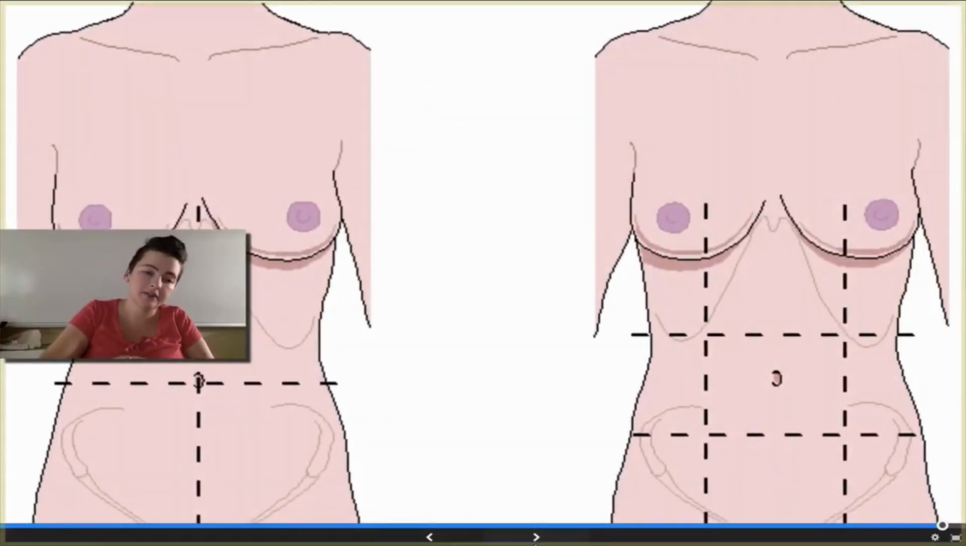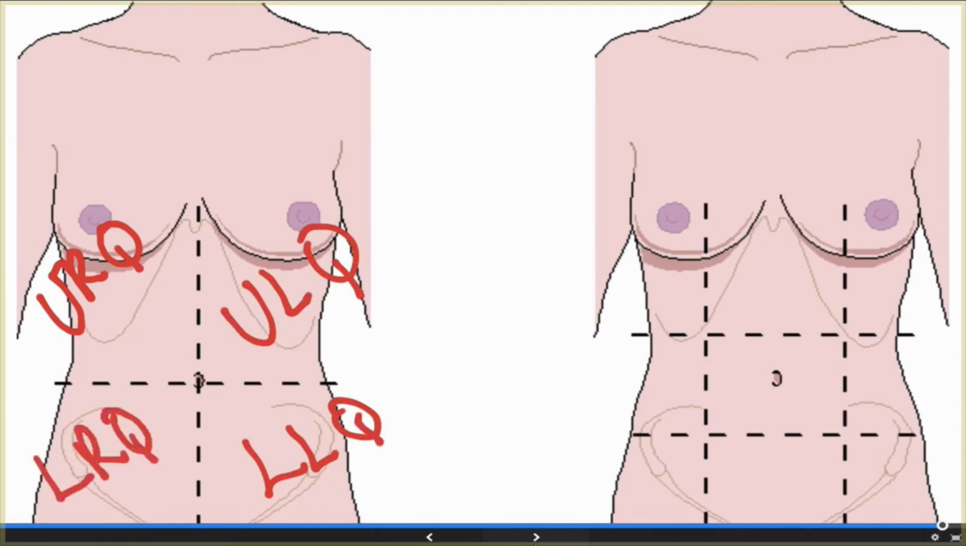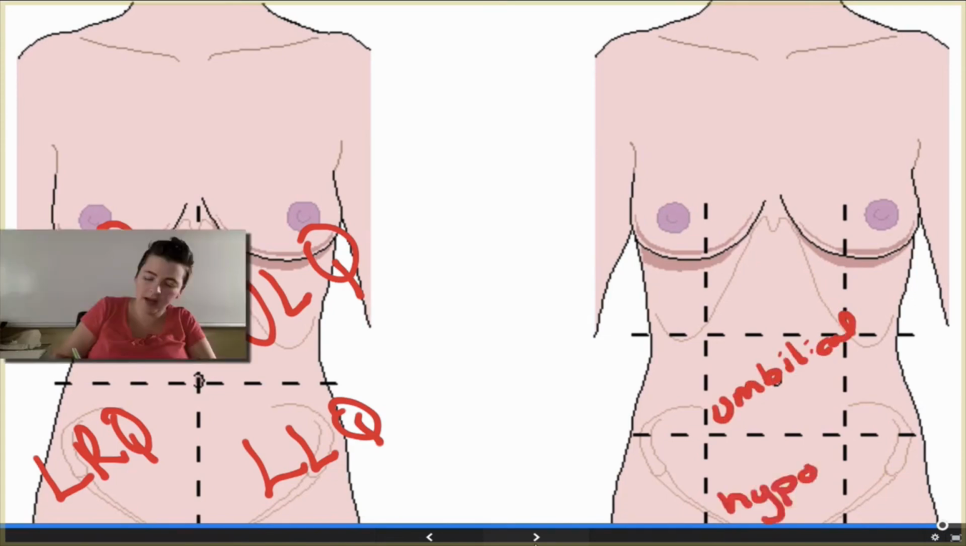Here we can divide into 4 different regions. We have the upper right quadrant, the upper left quadrant, the lower left quadrant, and the lower right quadrant. We can break it down a little bit further into 9 sections. If we look at the middle, it's umbilical. If we go below the umbilical, it'd be hypogastric.